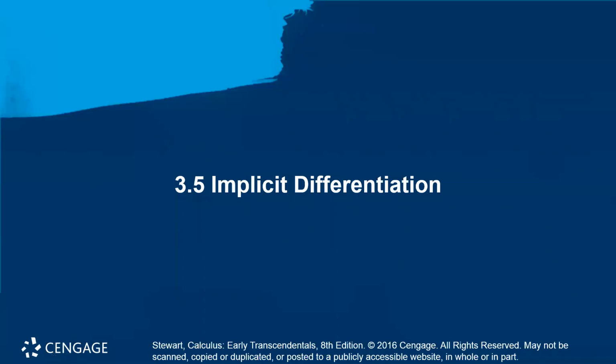Hi class, this is the video for section 3.5, and in this we talk about what we call implicit differentiation. We'll know what that is, and then we'll use the laws, or the rules that we have studied so far for such functions.